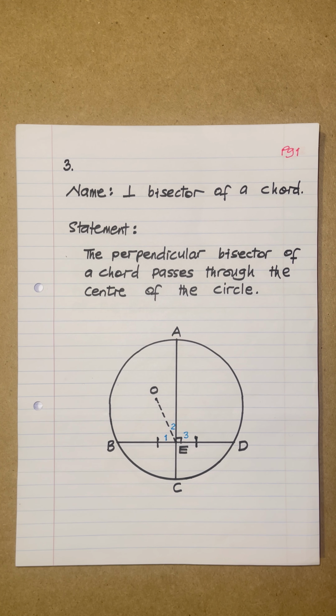This is my second lesson on geometry. In lesson 1, I presented proofs and applications of theorems 1 and 2. Just to remind you, theorem 1, the name is a straight line drawn from the center of a circle to the midpoint of a chord is perpendicular to the chord. Theorem number 2, the name is perpendicular from center to chord. The statement is the perpendicular from center of a circle to a chord bisects the chord.